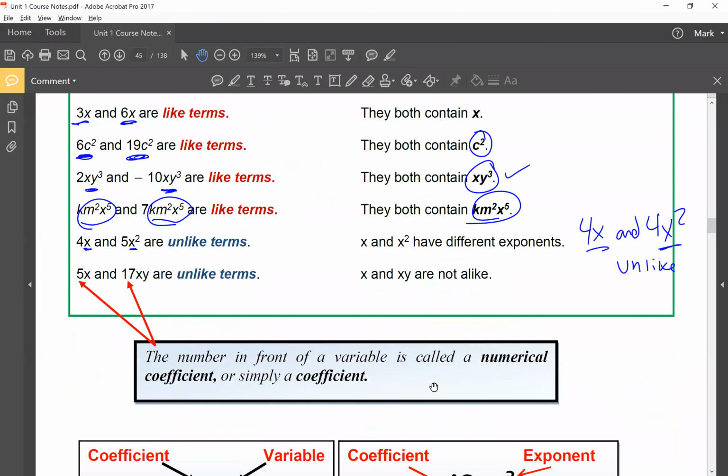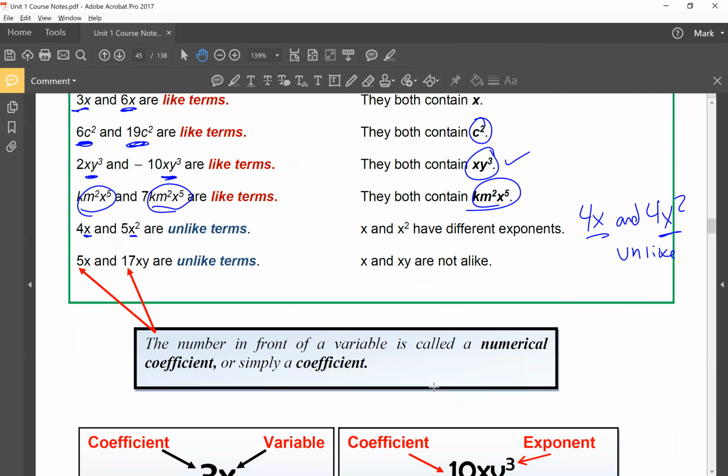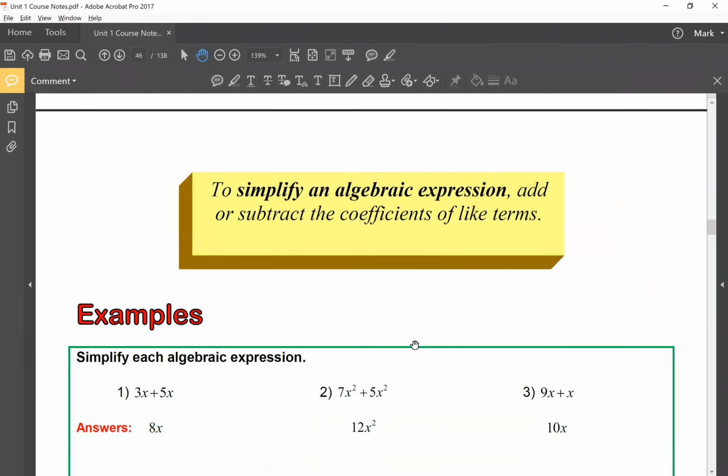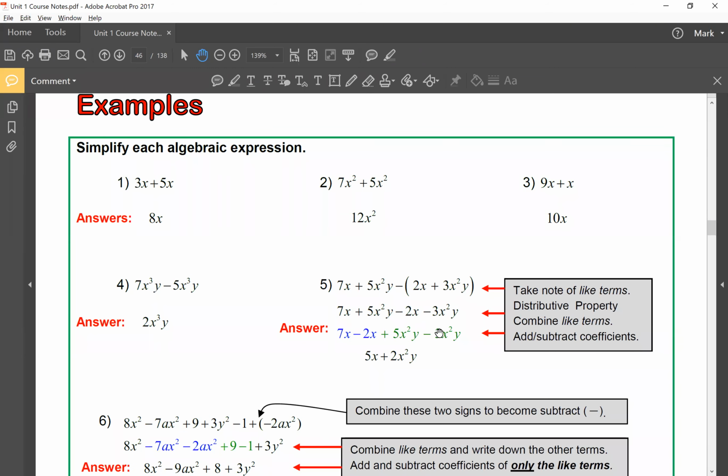So what's the point? Oh, and this is actually really important, this little note down here. The number in front we call the coefficient. You can really see the breakdown here: coefficient, variable, coefficient, exponent, variable. All right, we're getting there. Guys, I'm going to show you these examples and I'm done.